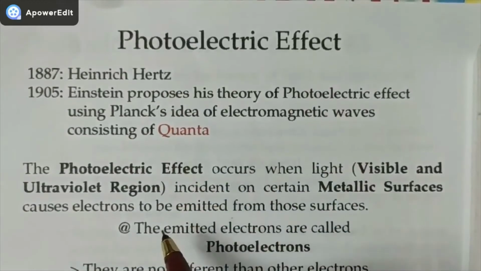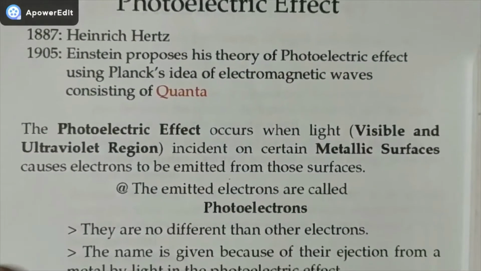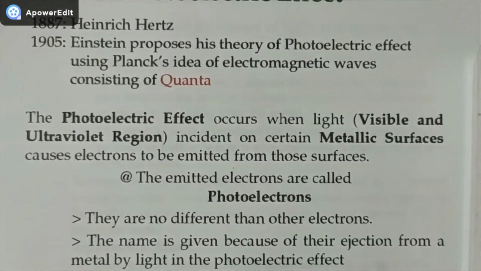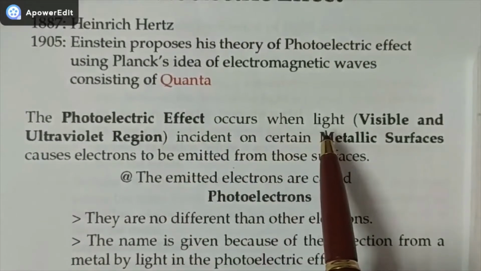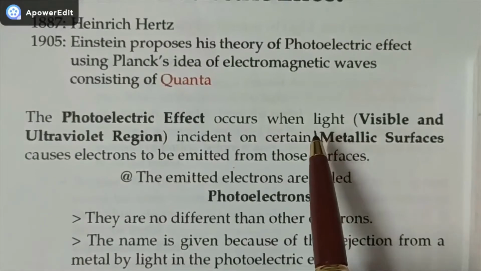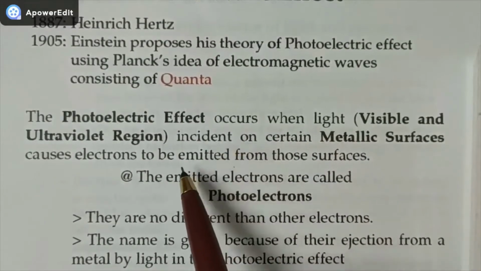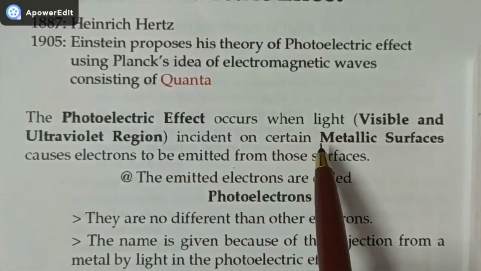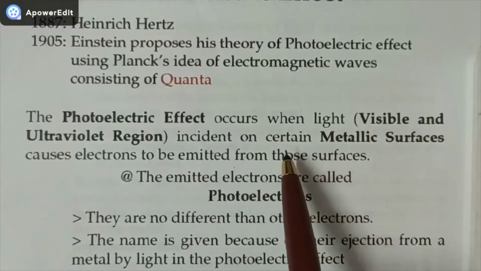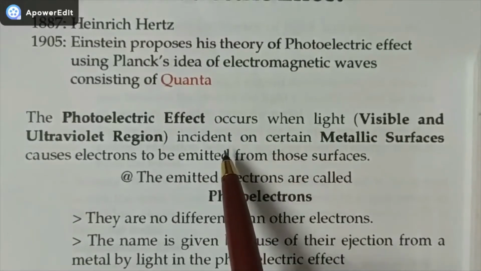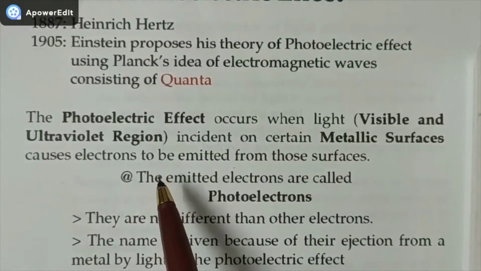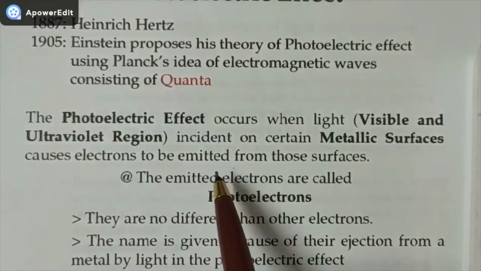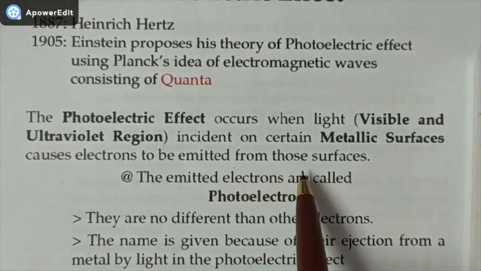the photoelectric effect. So what is the photoelectric effect? You must have gone through it in class 12th. The photoelectric effect occurs when light, and when I say light, I'm talking about the visible spectrum, is incident on certain types of metallic surface. Not all metallic surfaces are going to show the photoelectric effect. So when light falls on a certain metallic surface, it causes the electrons of that metallic surface, the electrons which are inside the atoms revolving, to be emitted from the metallic surface.